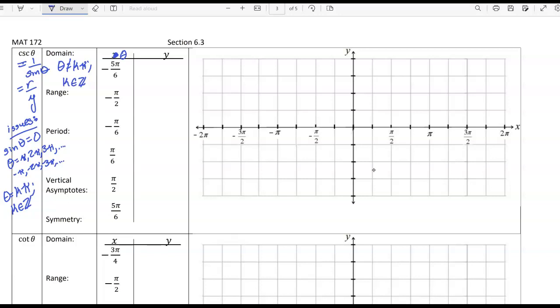So range-wise, this is going to look really similar to the last one, that secant function. We're going to hit y's that are less than or equal to -1, and then we're going to hit y's that are greater than or equal to +1. Period for this guy is 2 pi also. Vertical asymptotes are going to happen at every integer multiple of pi. And this symmetry is going to be an odd symmetry because it's based around this sine function. So now let's go in and let's find some of the values.